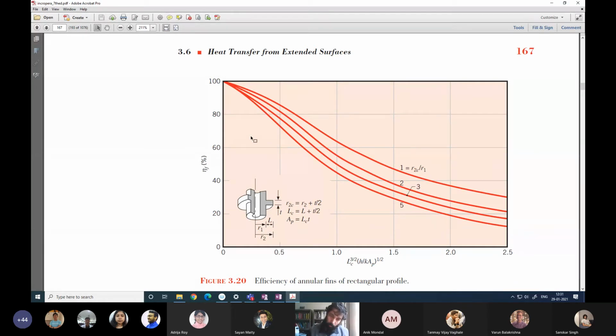R2C is 3.05 centimeter over R1 equals to 1.5 centimeter. So R2C over R1 is approximately 2. So we have to take the second curve from the top. And with this, if we go to 0.28, it will hit somewhere around above 90%. Okay, so say 92%, 95%, whatever you feel suitable.